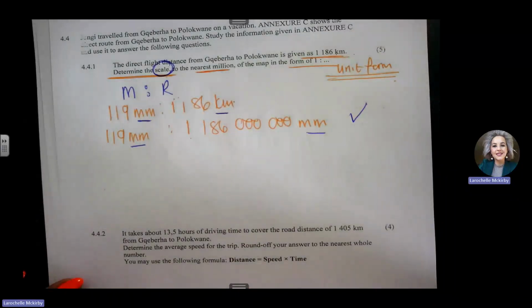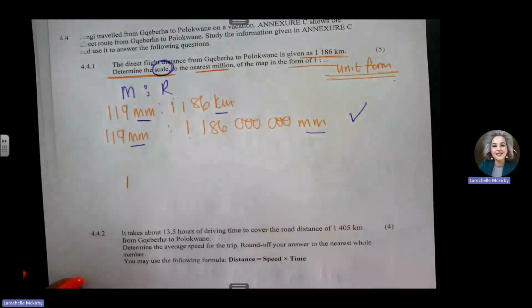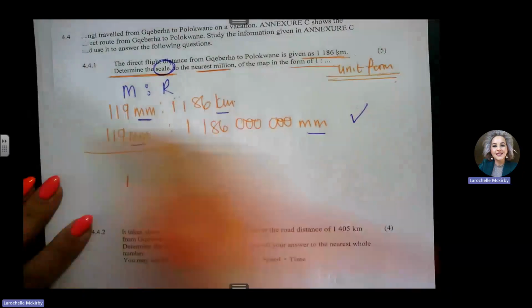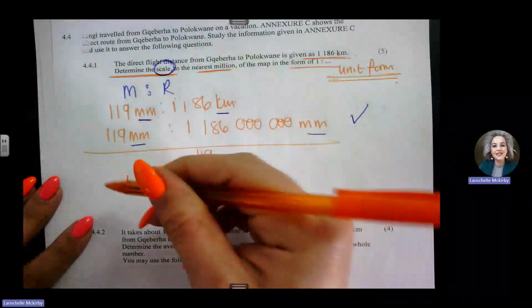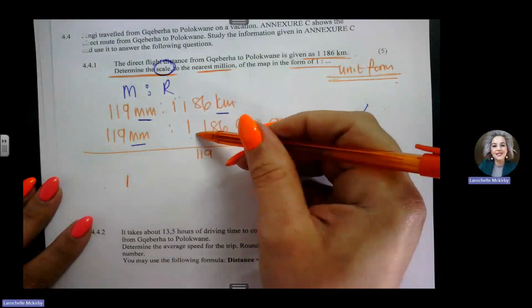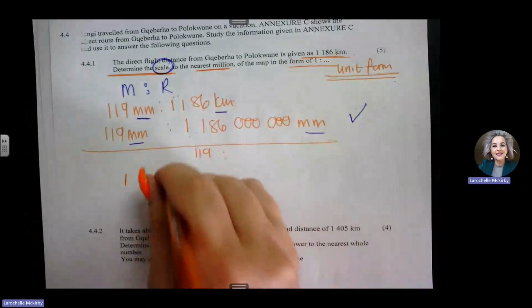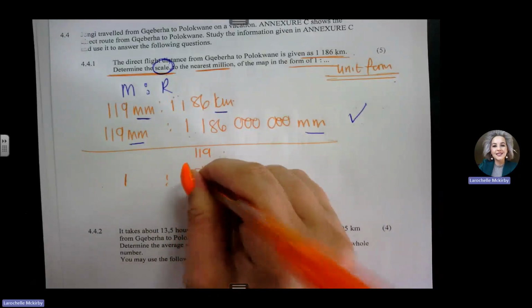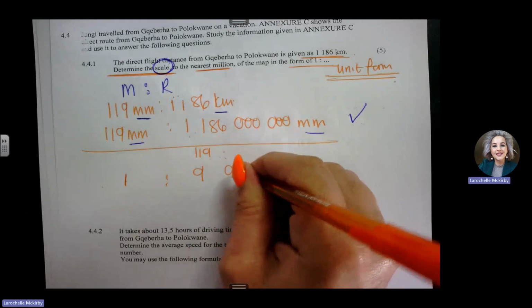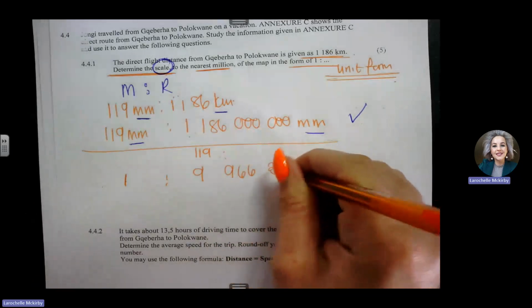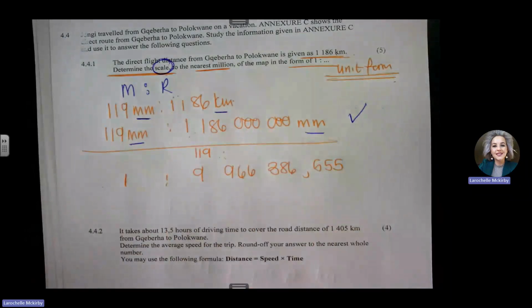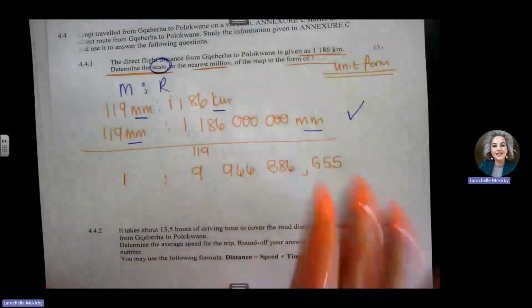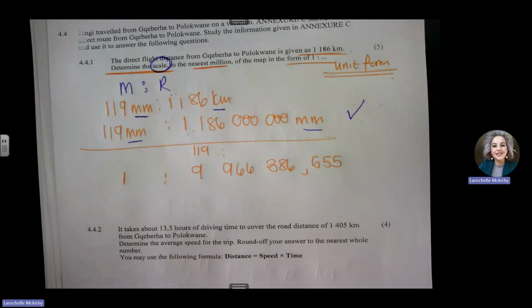So now I can go to unit form, meaning I should make this a 1. And how will I make this 119 a 1? I will divide by 119. So 119 divided by 119 is 1. And this 1,186 million divided by 119 will be 9,966,386,555. See, now I leave the units out as well. I don't write the units again and again because the units are now the same, so I can just leave it as is. So now it's in its unit form.